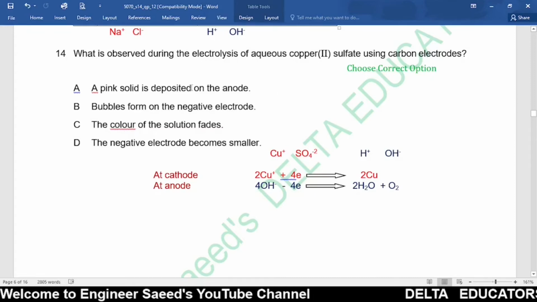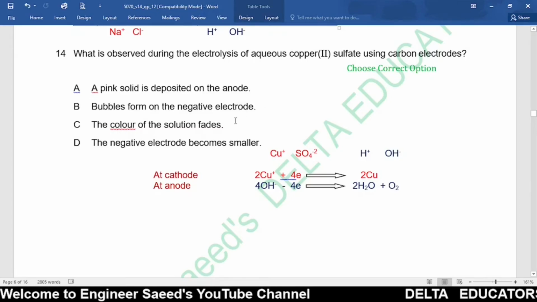Now we check the options. Option A, a pink solid is deposited on the anode. Pink solid means copper. Copper will be deposited at cathode, not at the anode. So A is incorrect. B, bubbles form on the negative electrode. On the negative electrode means cathode. At the cathode we got copper, not the gas. So at the cathode, at the negative electrode, bubble will not form. So B is also incorrect.